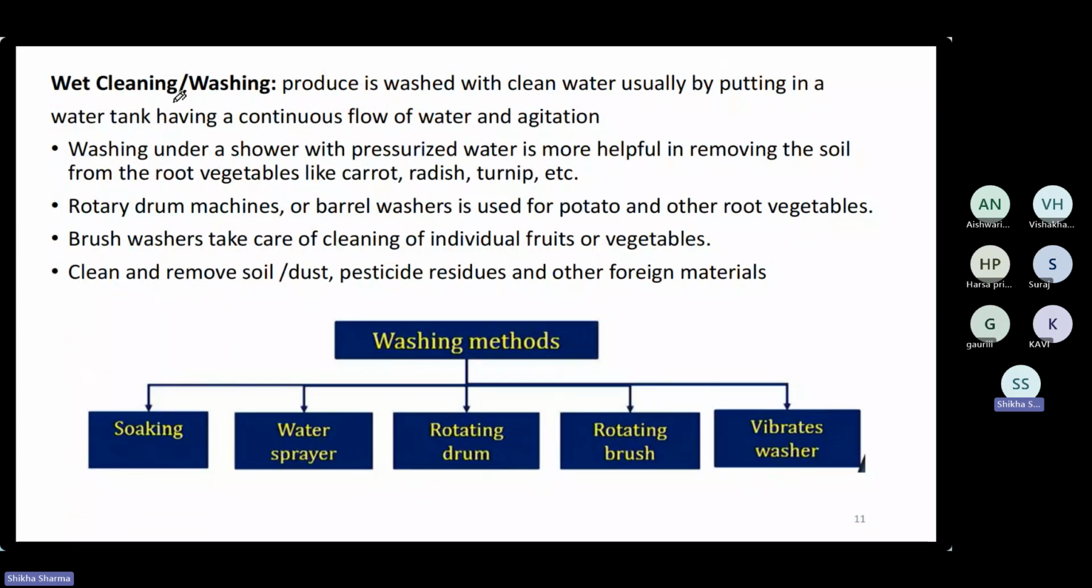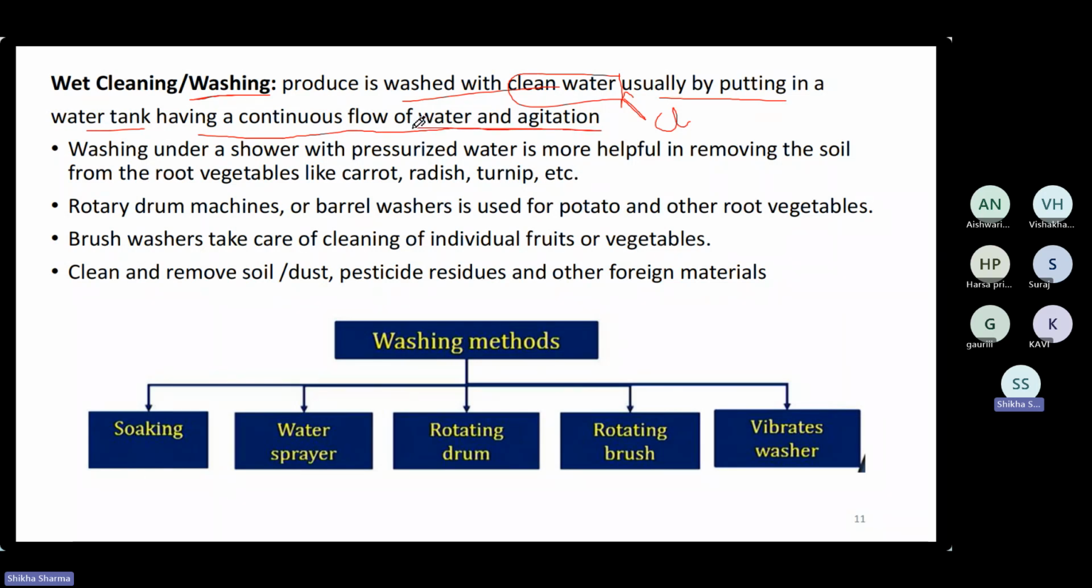We know that we have wet cleaning methods, which we know as washing. So what happens in wet cleaning methods? It is washed with clean water. Sometimes chlorinated water is also used to clean the fruits and vegetables. Clean water is usually in a water tank having a continuous flow of water and agitation.